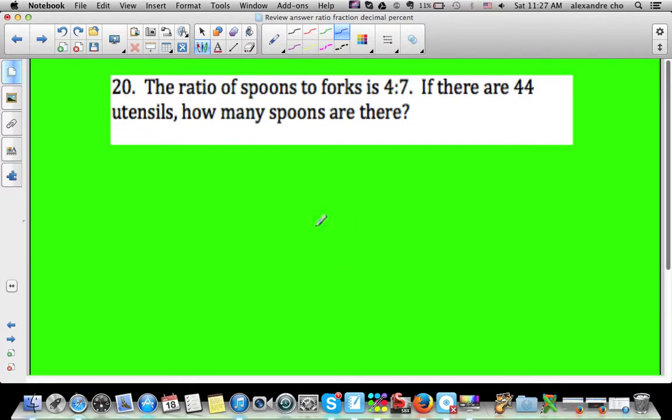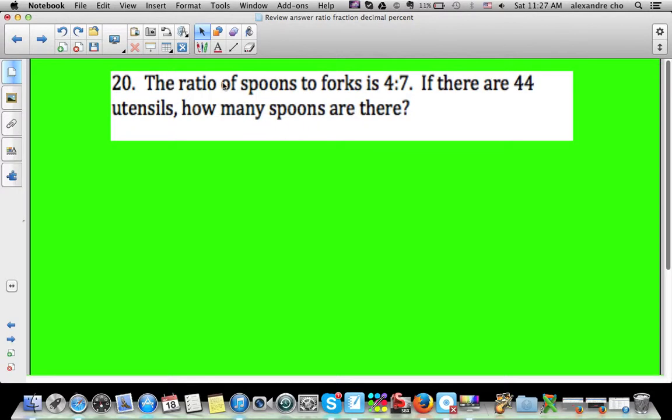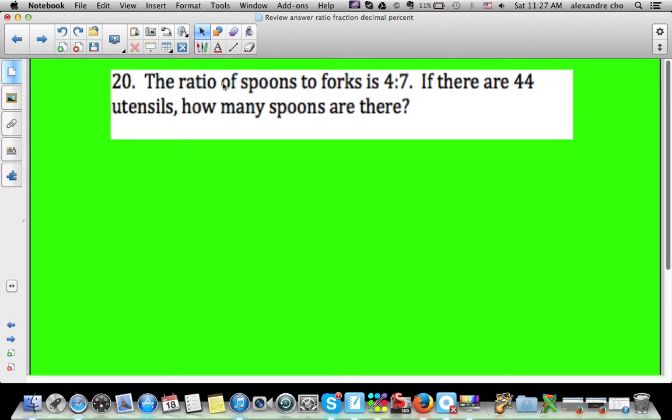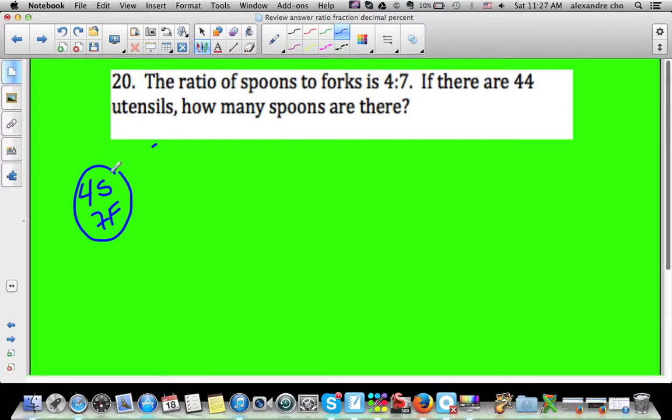Ratios. Ooh, ratios. All right, so let's do ratios. The ratio of spoons to forks is 4 to 7. If there are 44 utensils, how many spoons are there? Alright, so let me draw that ratio. I'll do it as many ways as I can. For spoons, 4 spoons, I'll write S, and 7 forks. That's the ratio that I have. And it's growing. So as it grows, the ratio stays the same. We always have to have 4 spoons, 7 forks.